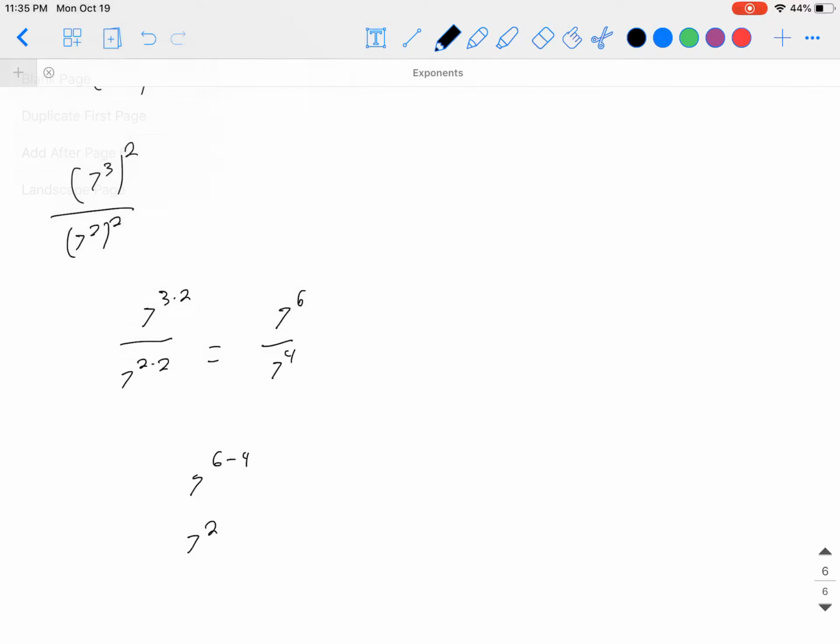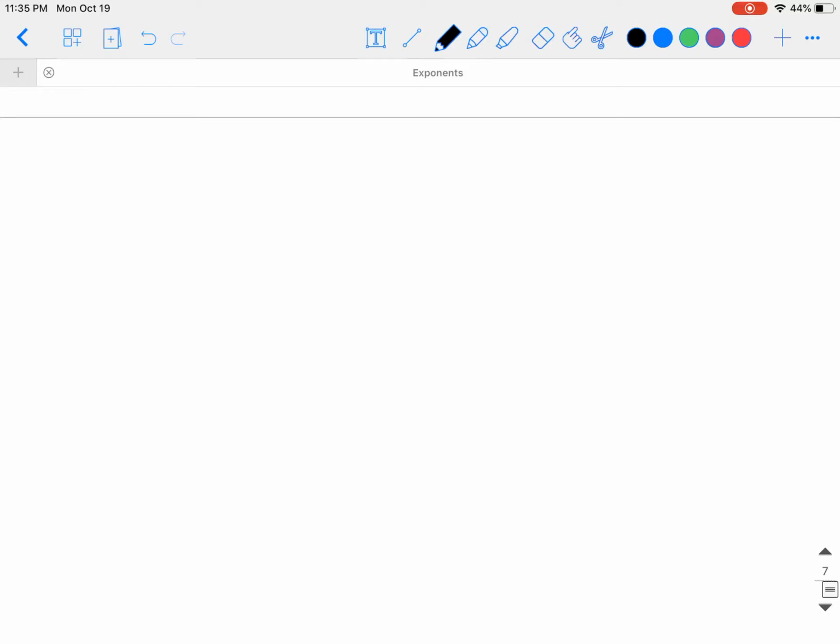Okay, we will do one more example for this. We're going to do x to the 7th over x to the 4th, and we are going to do this cubed. So again, take a moment to work this problem out, and we will continue in a second.